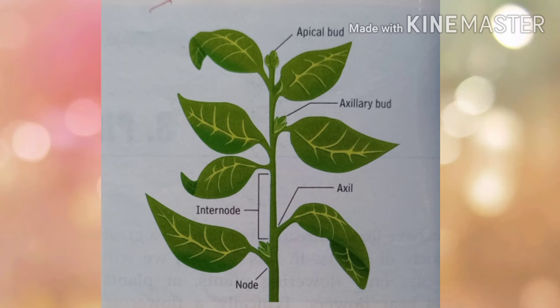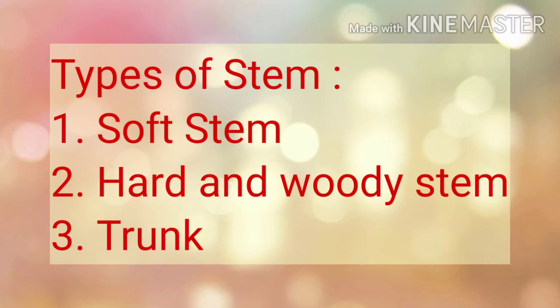Now another part is the node. A node is a joint from which leaves and branches arise. Now the last one is the internode. The portion of the stem between two nodes is called the internode.